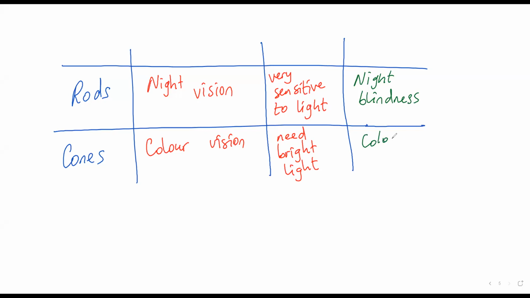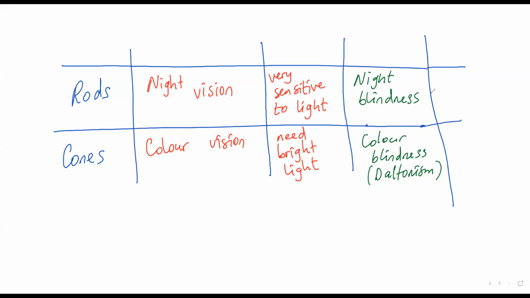Color blindness. One type of color blindness is known as daltonism, guys. You must know that, I will write this detail also. Guys, night blindness is not genetic. It's not genetic. So do you know what can be the reason for night blindness?